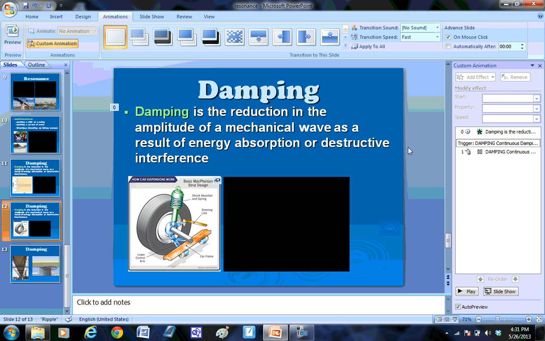So basically what you want to do is make sure that you go through your textbook, look over information on resonance, look over information on damping, and answer any of those associated questions. A copy of this PowerPoint has been placed in the roster folder on your school computers for you to use. The videos are there as well.